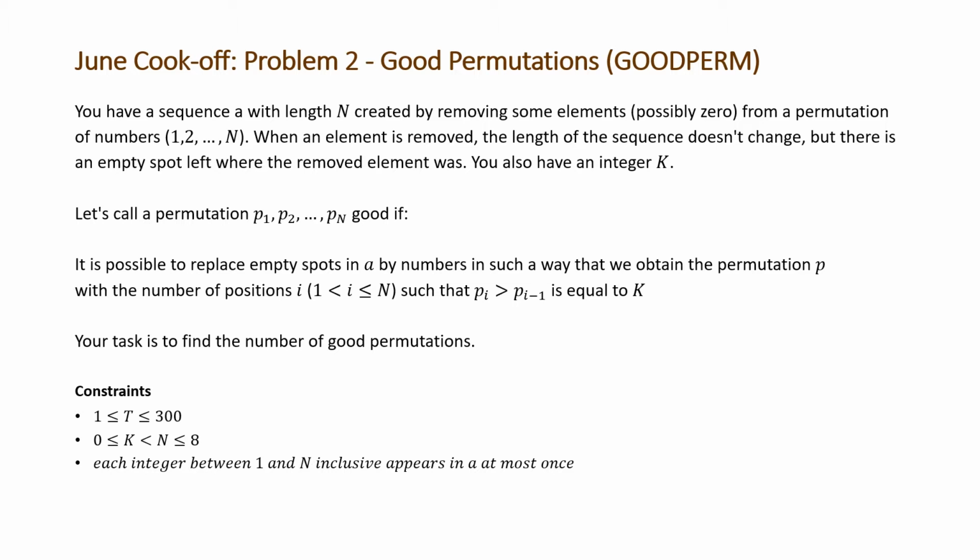Let's call a permutation p1 through pn good if it is possible to replace empty spots in A by numbers in such a way that we obtain the permutation p, with the number of positions i, where i is between 1 and n, such that p_i is greater than p_(i-1), equal to k. So your task is to find the number of good permutations. Note that the number of test cases is going to be 300, and most importantly, our n, the number of elements in our permutation, is going to be less than or equal to 8. And note that each integer between 1 and n inclusive appears in A at most once.